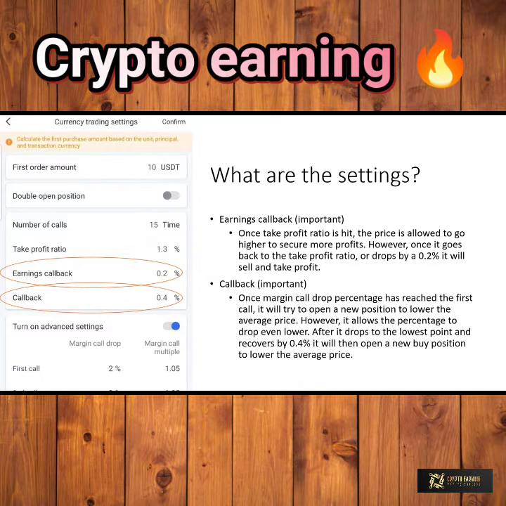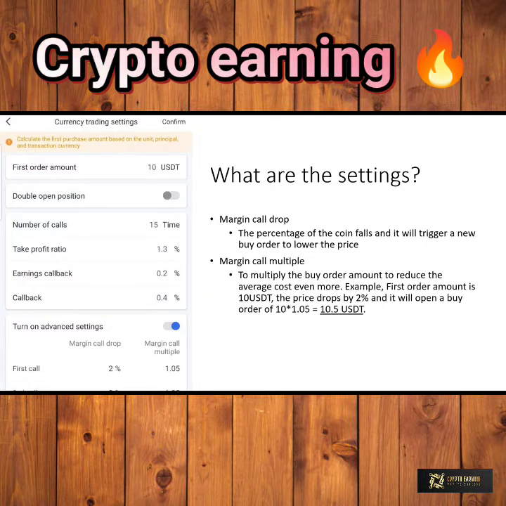Callback is for when the margin call drop percentage has reached the first call. It will try to open a new position to lower the average price. However, it allows the percentage to drop even lower to get the best dip possible. After it drops to the lowest point and recovers by 0.4%, it will then open a new buy position to lower the average price. I will explain more of this in the later part of the video. I also switched on advanced settings for my own suitable needs.